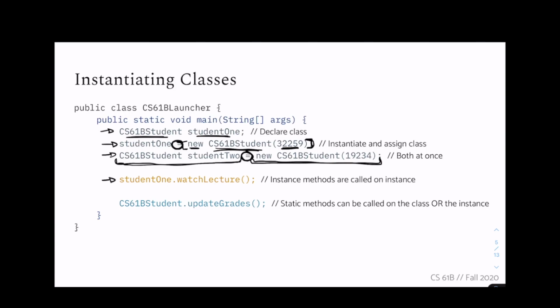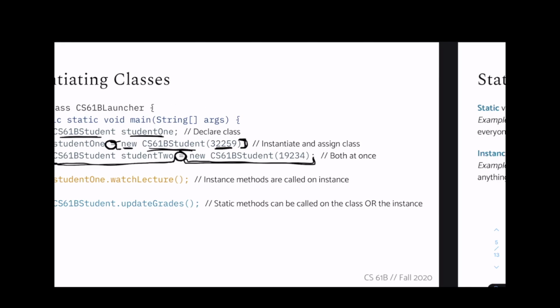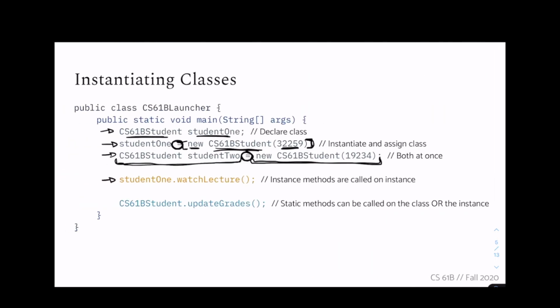The next thing is that, like I mentioned before, instance methods are called on instances, and static methods are called on either the class or an instance. To call methods and to access properties, we use a thing called dot notation. So in this example, we have student1 dot watch lecture, which means the watch lecture function that is contained within the instance called student1. You can also, for instance, access student1's grades by doing student1 dot grade, which will give you access to the variable because it's public.